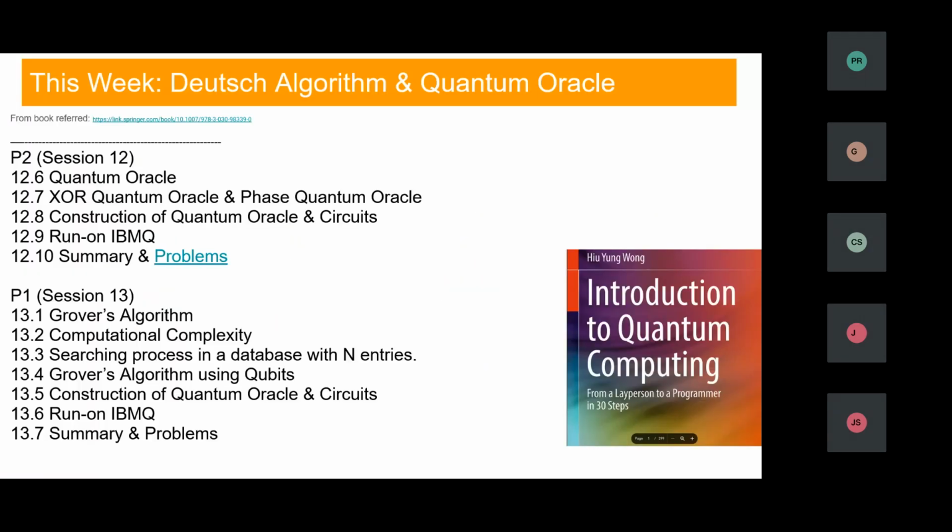Today we are going to talk about what is meant by a quantum oracle. Actually, this was supposed to be covered last week, but because of paucity of time, I shifted it to this week's session. I will talk about the quantum oracle, and then there are two types of oracles which normally are used: the XOR oracle and the phase quantum oracle. I'll talk about both, and then we will also see how to construct the quantum oracle.